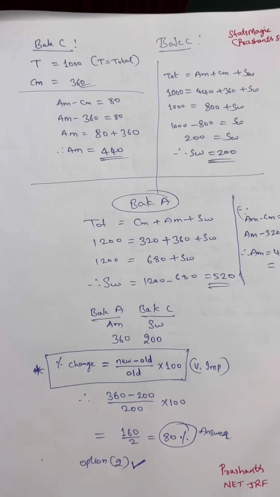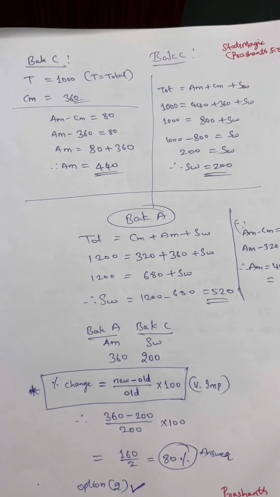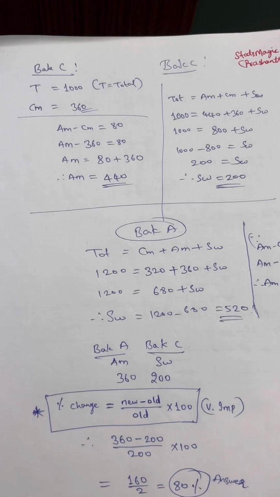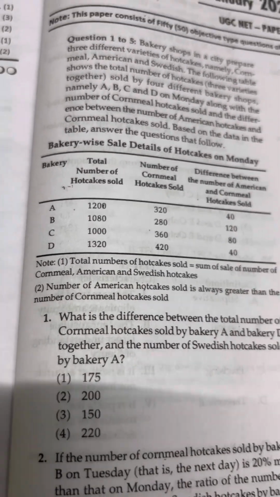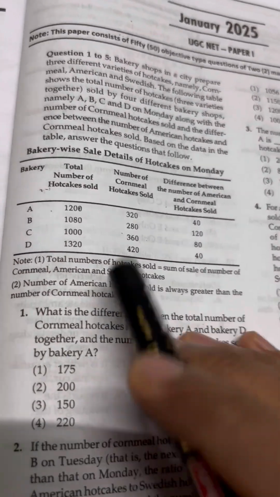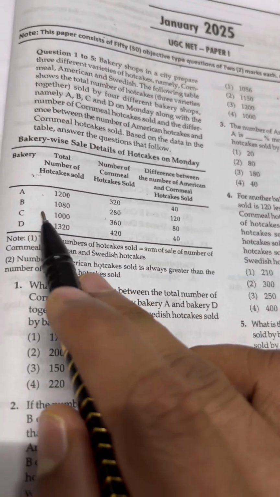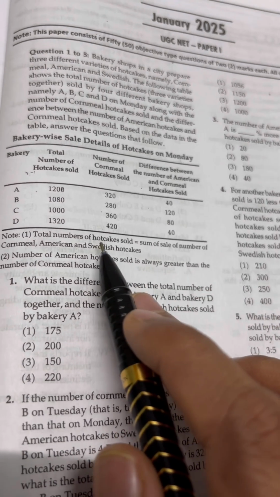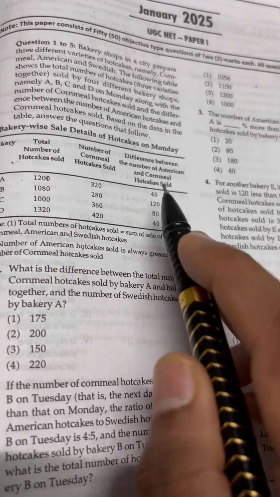So what they asked is American hotcakes of bakery A and Swedish of bakery C. Now in the table, please check for bakery C what is the total number. Here it is. So for bakery C this is the 1000. Corn meal they have given directly. Here the difference, American is always greater than corn meal. So this is American minus corn meal for A, B, C, D.